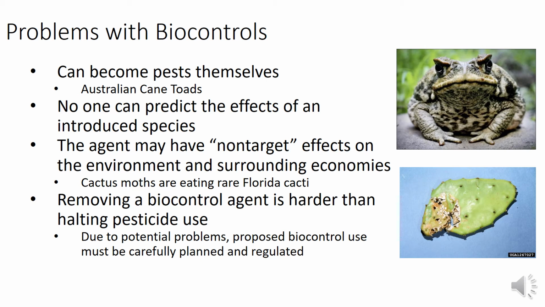Another problem could be that the agent may have a non-target effect, meaning that what I release my biological control for may actually have an effect on something that I do want. And that's not good either. And so removing a biocontrol agent is harder than stopping pesticides. So biological controls are great, but they need to be seriously, seriously tested, planned, and regulated.